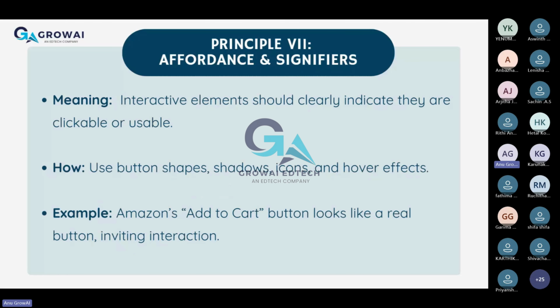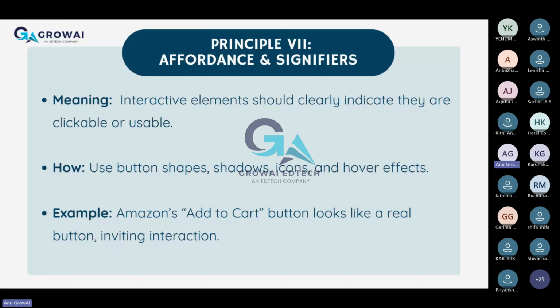And speaking about the seventh principle, that is affordance and signifiers. In this principle, we have to make the interactive elements clear. If we are clicking, we have to make sure the interactive elements are clearly indicated. For this, we'll be mostly concentrating on button shapes, shadows, icons, hover effects, every kind of clickable part. Okay.